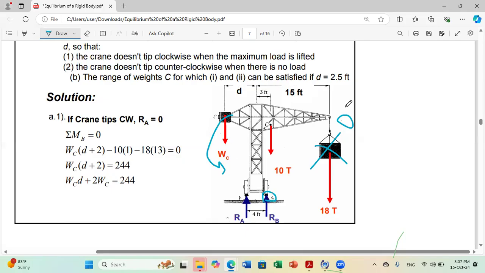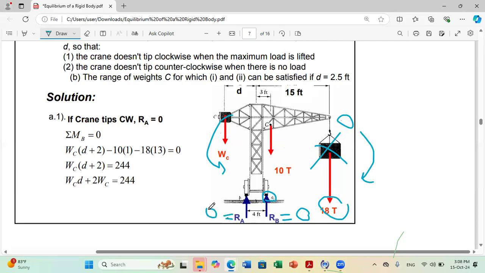So in this first extreme condition, if I have zero load, my crane can rotate counterclockwise and it will lose contact with B, so RB will become zero. This is the first critical scenario. The second critical scenario is if I put a maximum load here. If I put my maximum load here, I have risk of tipping over in the clockwise direction. And then I have the risk of losing contact with A. So RA will be zero, okay?